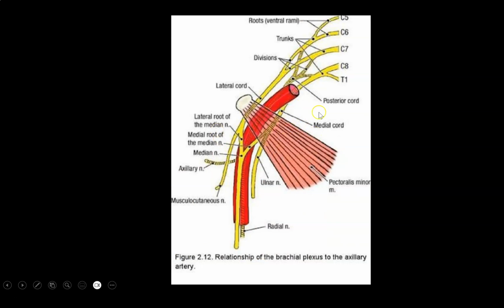The infraclavicular anatomy is showing the cords of the brachial plexus after leaving the clavicle. After having the divisions, we have the first part of the axillary artery below the clavicle, which is medial or proximal to the pectoralis minor. The second part is behind the pectoralis minor, and the third part is distal to the pectoralis minor. And we have the lateral cord, medial cord, and posterior cord in relation to the second part of the axillary artery under cover of the pectoralis minor.